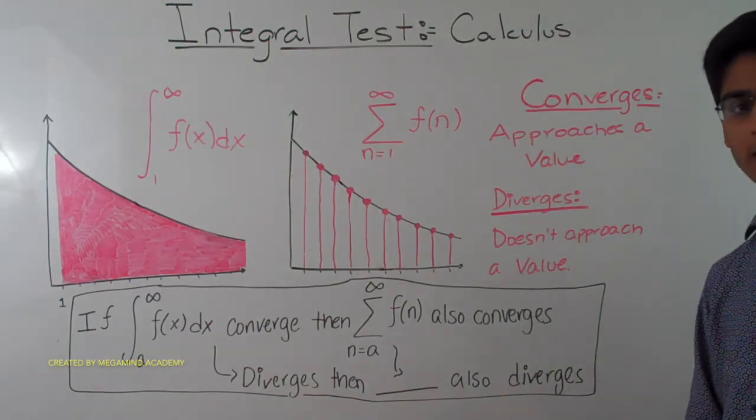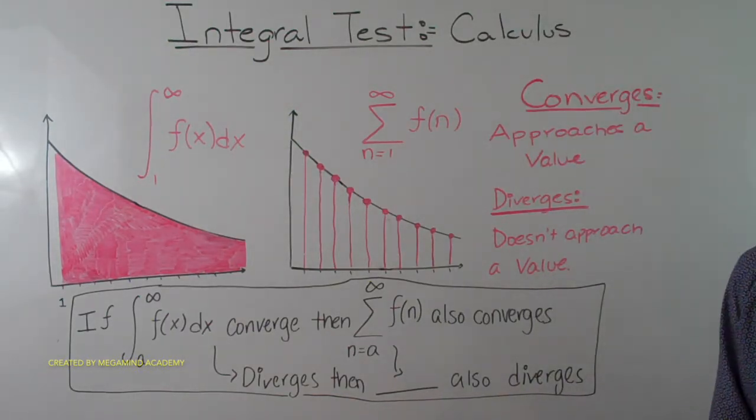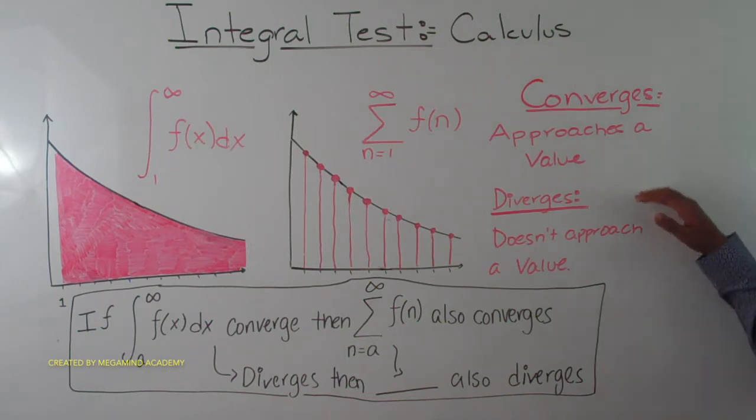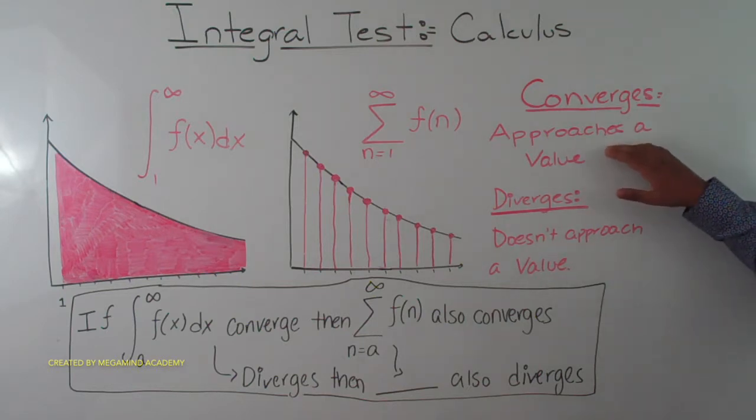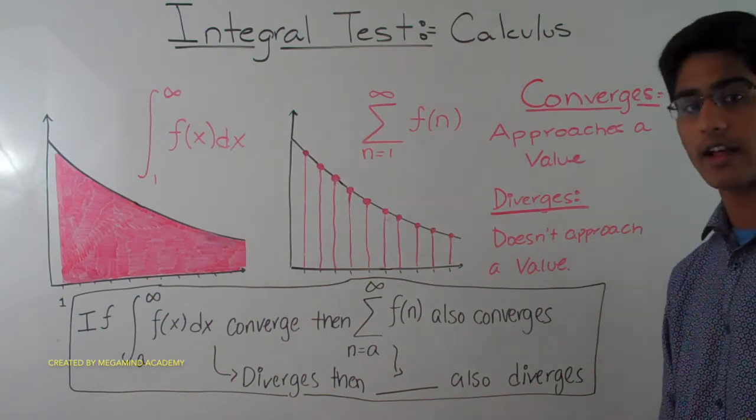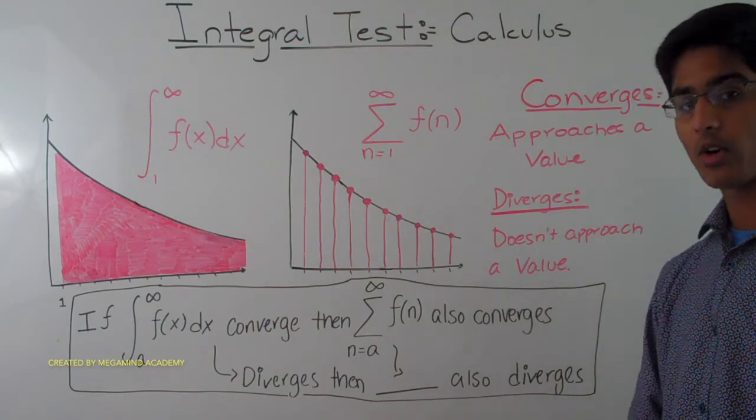So, there are two definitions that you should know before learning how to do this. The first thing is converging and diverging. Converging means that whatever is converging approaches a value, and diverging means that whatever is diverging does not approach a value. So it approaches infinity or negative infinity.